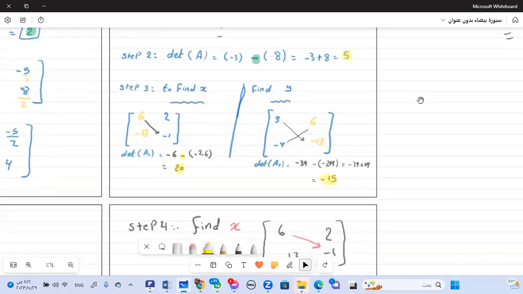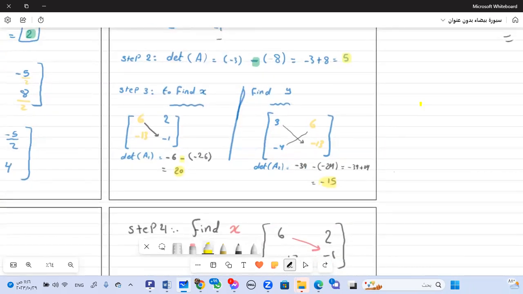Now, what is the value of x? Finish. Nobody tell me finish. Okay. This is the way to find x, but the last step is to write x. So x equals the determinant of A1 over the determinant of the matrix A. So it will be 20 over the determinant of the matrix, 5. So the answer will be 4. So x represents 4. So the solution will be 4 as the ordered pair.